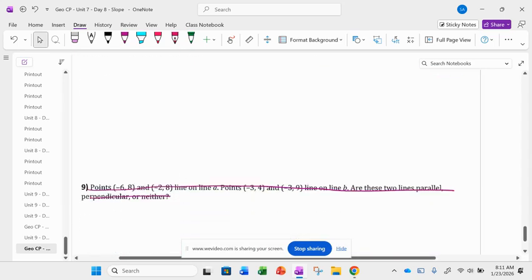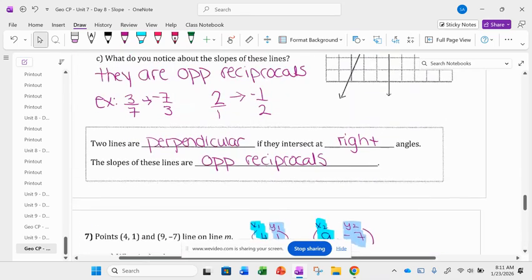Okay, we don't need to do those two problems. All right, we are done here.